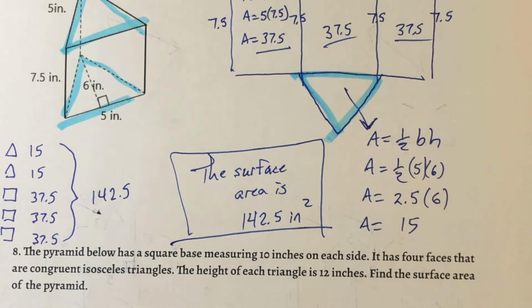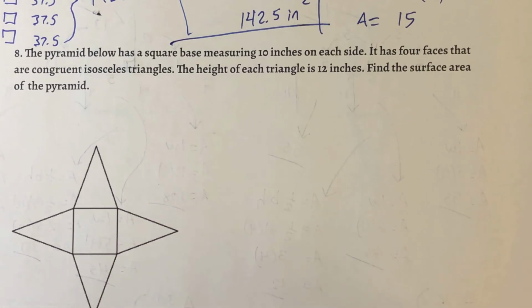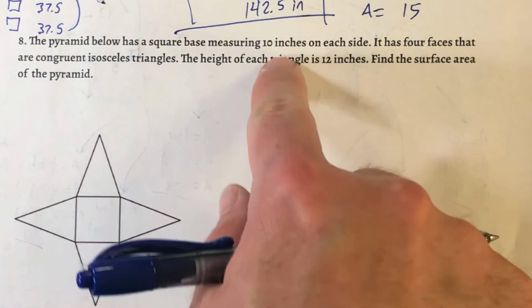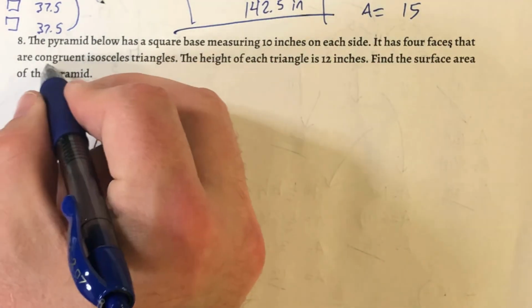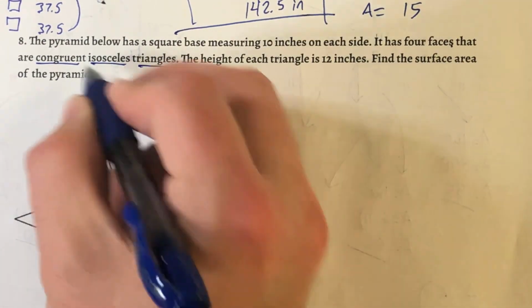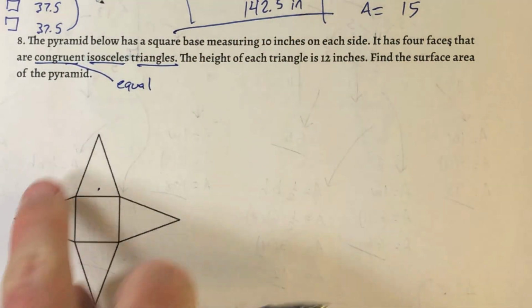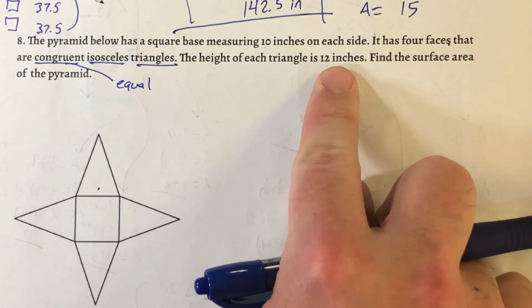Last example. The pyramid below, technically it's a net of a pyramid, has a square base measuring 10 inches. It has 4 faces that are congruent isosceles triangles. Congruent means equal, so it just said that all 4 triangles are equal. The height of each triangle is 12 inches.